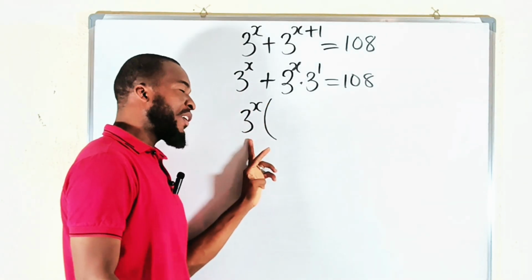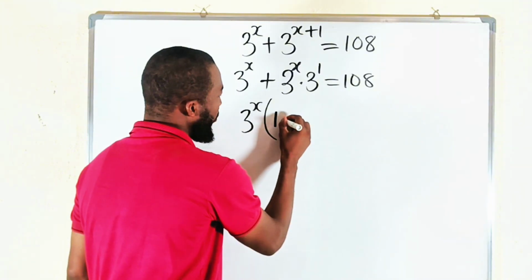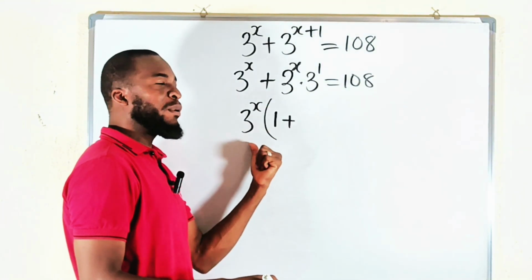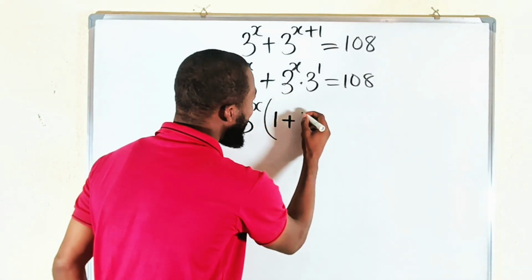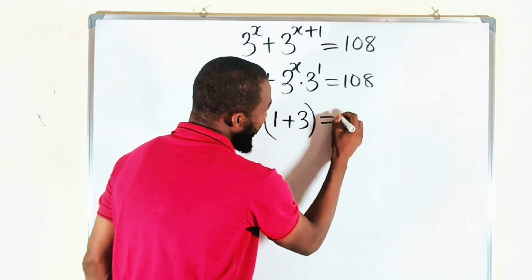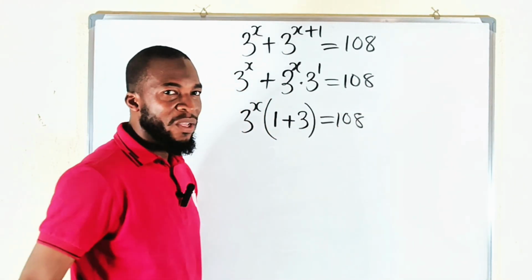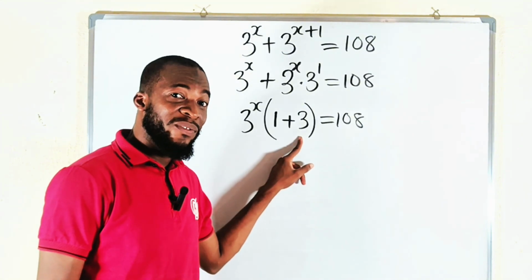3 to the power of x divided by 3 to the power of x is 1 plus the whole of this divided by 3 to the power of x. You know, this will cancel, leaving only 3 to the power of 1, which is simply 3, right? And we still have 108 on the other side. What is this number here? 1 plus 3 is 4.